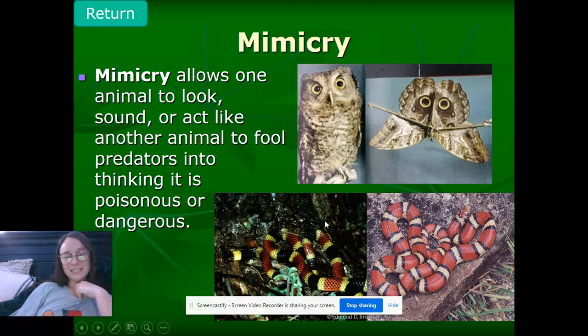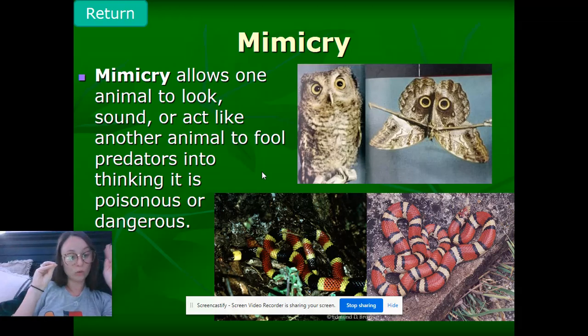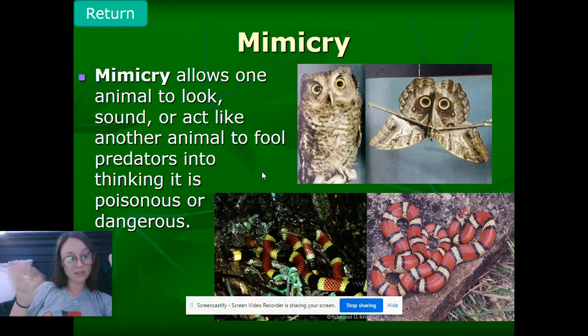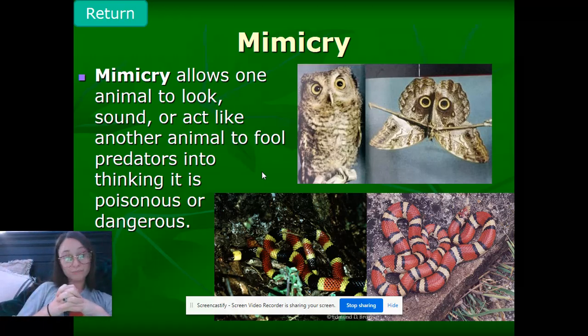Also, these snakes. One snake, if it bites you, is completely poisonous. You will die. The other snake is a little garden snake. He doesn't do anything but eat bugs. Can you tell the difference between the king coral snake and the garden snake? Pretty difficult. So that's why they mimic each other. And this is how mimicry works, because one animal is copying another to survive.